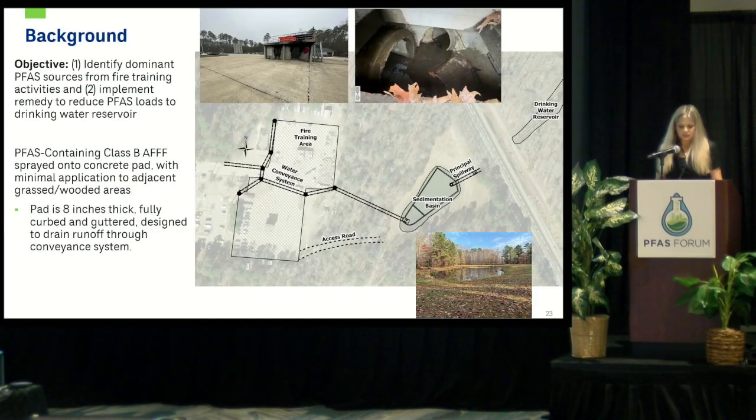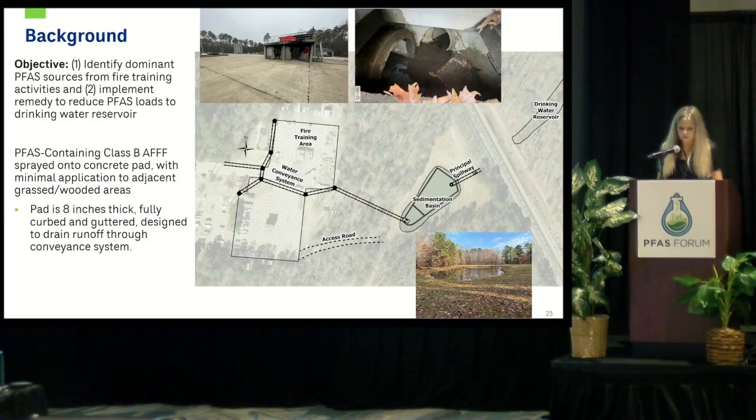The second case study is another example of source control, this time at a fire training center located in the northeastern United States. At this site, stormwater runoff drains directly into a drinking water reservoir where PFOA and PFAS concentrations are right at the federal maximum contaminant level of 4 parts per trillion. Because of that, the client wanted to be proactive and reduce PFAS inputs upstream with the long-term goal of keeping the reservoir concentrations below the federal MCLs.